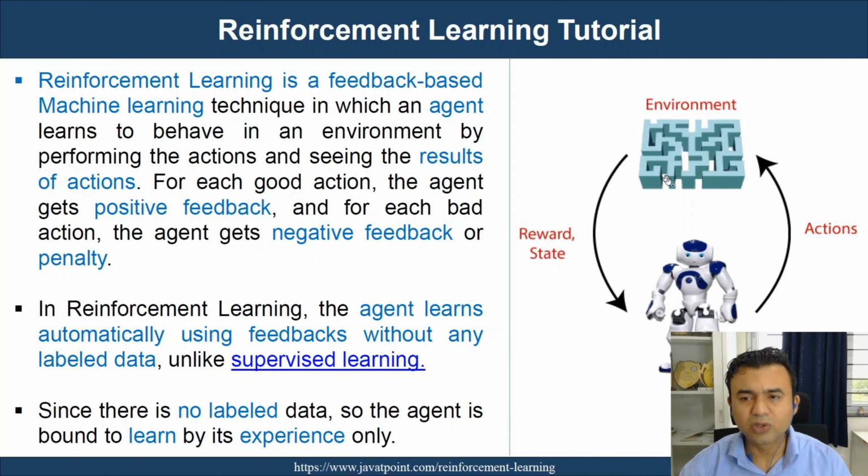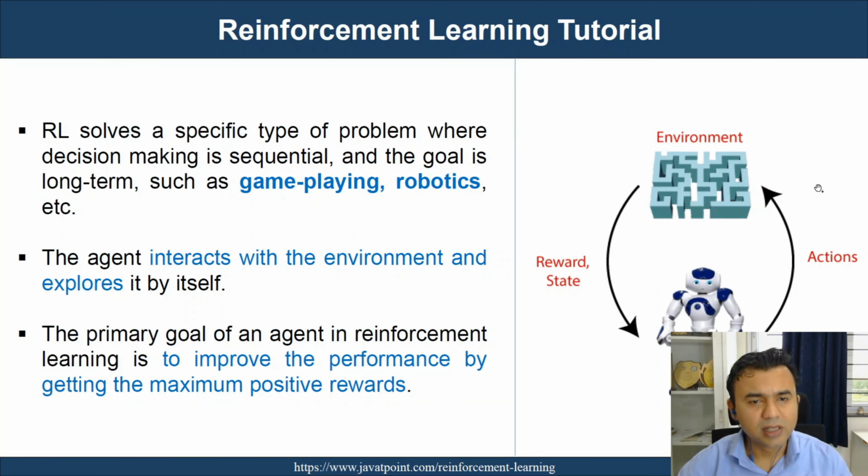It has to walk through the environment, and by trial and error, it has to take an action and look at the reward or penalty. If the reward is high, continue that action, else change the action and learn. This is how reinforcement learning works. Now, reinforcement learning solves a specific type of problem where decision making is sequential and the goal is long term, right?